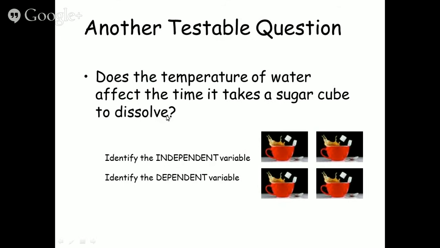That would be the time that you would be measuring. Remember, dependent variable is the one you measure. It's the time it takes for the sugar cube to dissolve. So in this experiment, you might have a stopwatch in your hand, and each time you put the sugar cube in, you're measuring how long it takes for it to dissolve in that certain type of water.